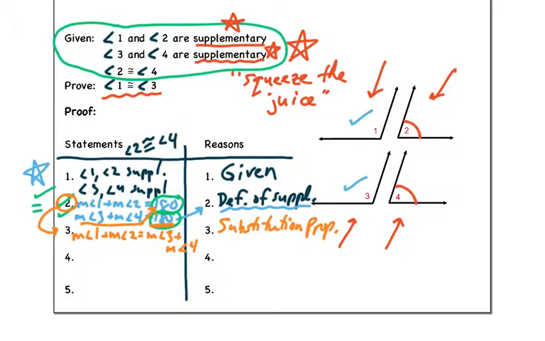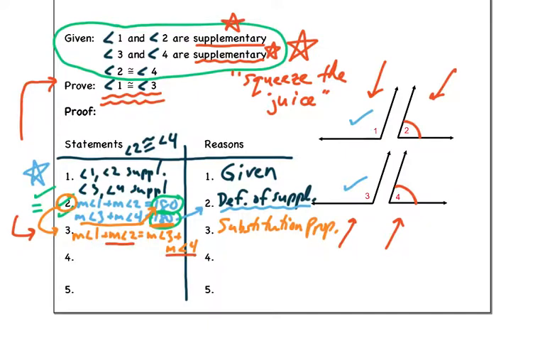Now I'm a little stuck. Okay, and whenever we get stuck, just go back to what we're trying to prove. What are we trying to show here? We need to show that 1 is equal to 3. Now go back to where we are here in step 3. I need 1 to equal 3. Look how close we are. 1 is almost equal to 3 if I could just somehow get rid of 2 and 4.